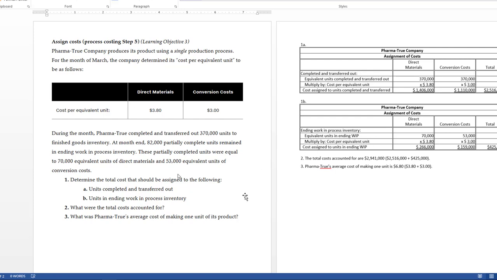Now, in calculating our ending work in process inventory, we're still going to look at our equivalent units. So our equivalent units in ending work in process. They tell us that those for direct materials were 70,000 units, and for equivalent units of conversion costs was 53,000. Again, costs are given per equivalent unit, $3.80 and $3 for the conversion costs. Multiply those out, get your total costs, add those together, and you get $425,000.